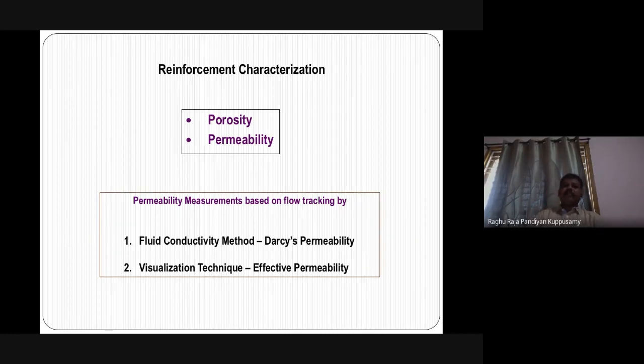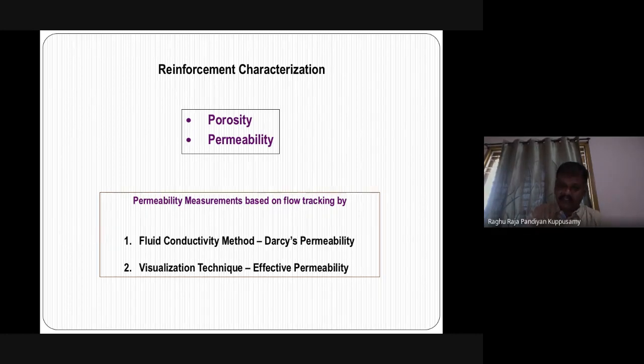When it comes to reinforcement characterization, which is nothing but the fiber mat, the first one, porosity, is very easy. With the areal weight, we can calculate the porosity of the fiber mat. And permeability is very important. Permeability is nothing but how the fiber mat allows a liquid to flow through the mat. So there are two methods used: the fluid conductivity method, which is known as Darcy's permeability, and we have used a visualization technique, which is known as effective permeability.